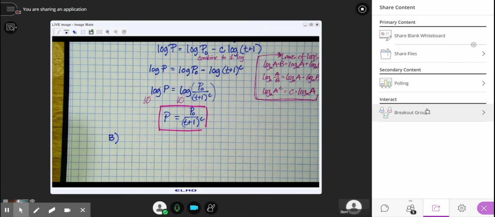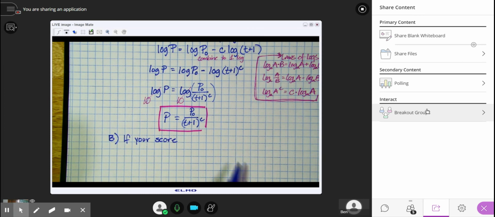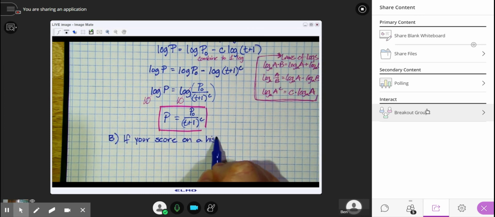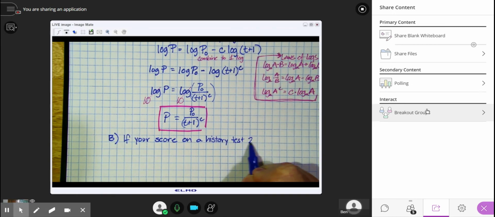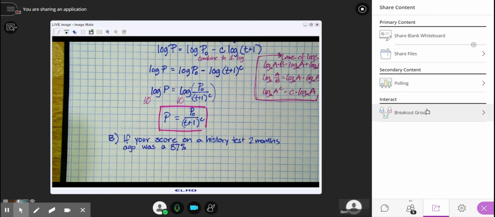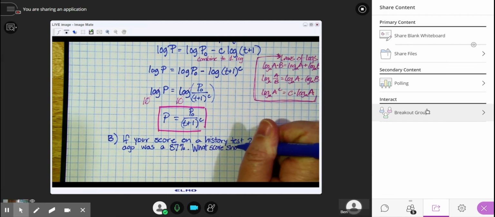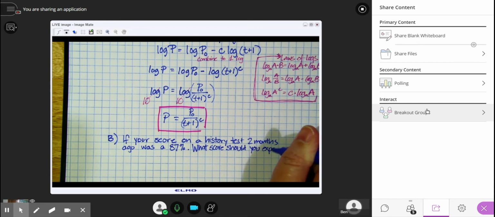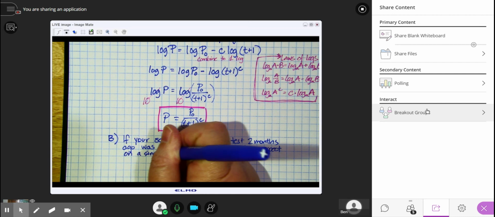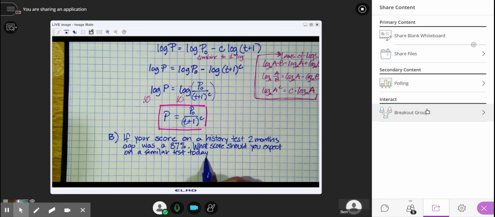And then part B just asks you to run it through something. If you're scoring a history test, two months ago, was a 87%. What score should you expect on a similar test today? Keeping in mind that C is equal to 0.15.